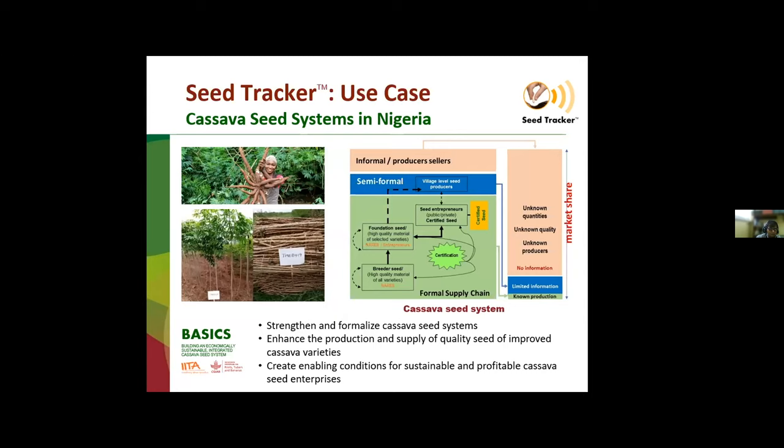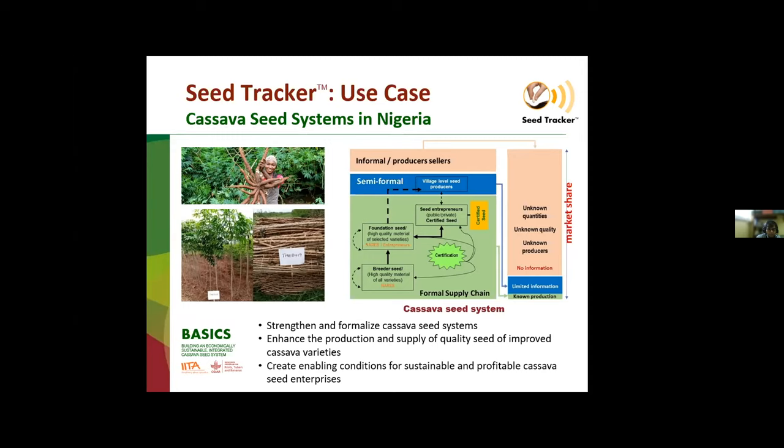I will provide the case of Seed Tracker used for strengthening cassava seed systems in Nigeria to highlight some of its key features. Cassava is an important food security crop propagated using stem cuttings. The formal seed system exists to produce breeder, foundation, and certified seed. Regulations are also in place for seed certification, overseen by the National Agricultural Seed Council of Nigeria.